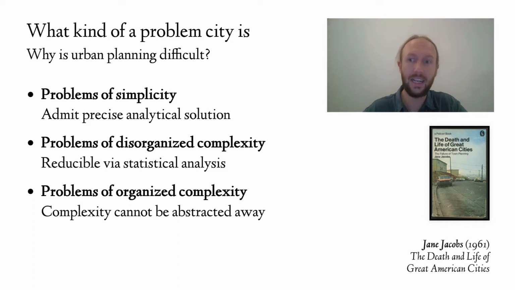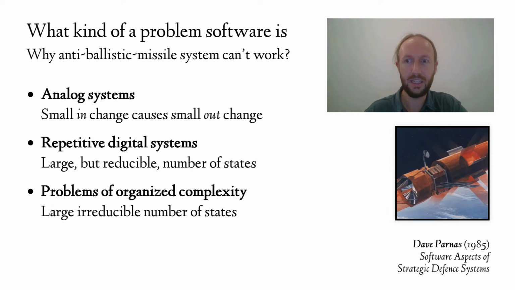Now, interestingly, a very similar categorization exists about software systems. And this is due to Dave Parnas, who wrote in 1985 a paper that looks at the US anti-ballistic missile software efforts, attempts to build a system, and tries to argue why this is very hard, or possibly why such a system cannot even be built. And he opens the paper by looking at the kind of problem that software is. And this has very similar structure to what Jane Jacobs is doing.